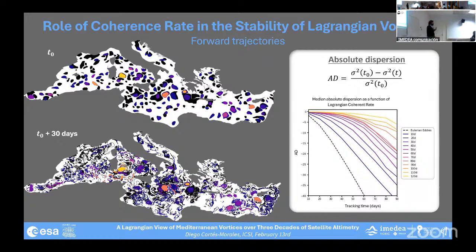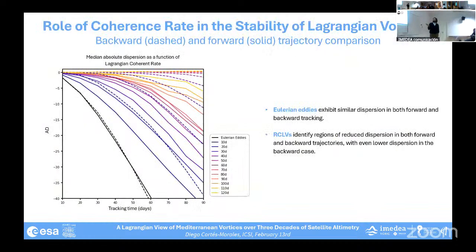That even the Lagrangian coherent rates computed backwards, that trap the particles backwards, also identify regions where the dispersion of particles is minimized forward in time. When we compare what's happening backwards and forward in time, here you have in dashed lines the backward dispersion rate, and in solid, the forward dispersion rate.